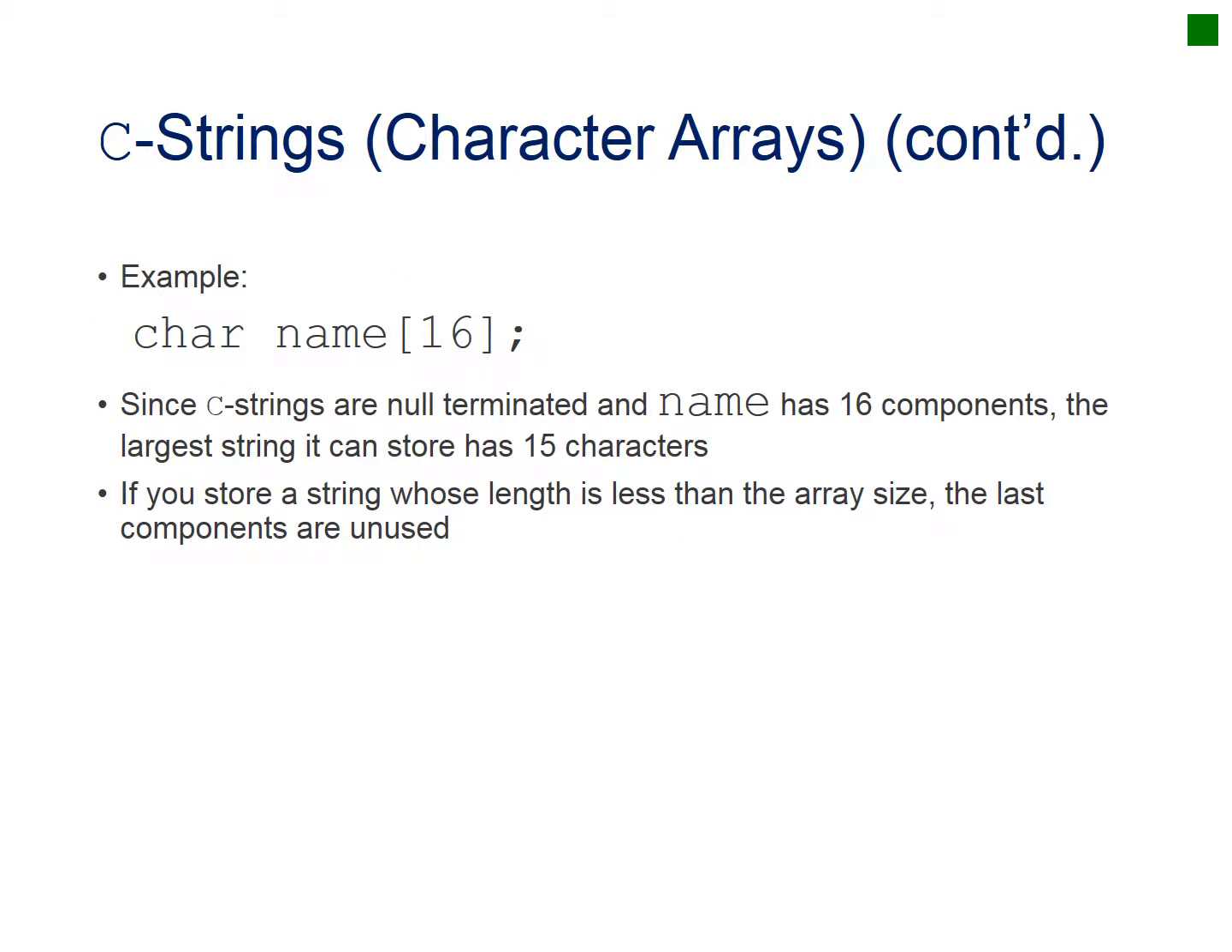Let's look at an example. Character string name of 16. Since C strings are null terminated and name has 16 components, the largest string it can store has 15 characters, 0 through 15, which is 16 components. If you store a string whose length is less than the array size, the last components are unused.